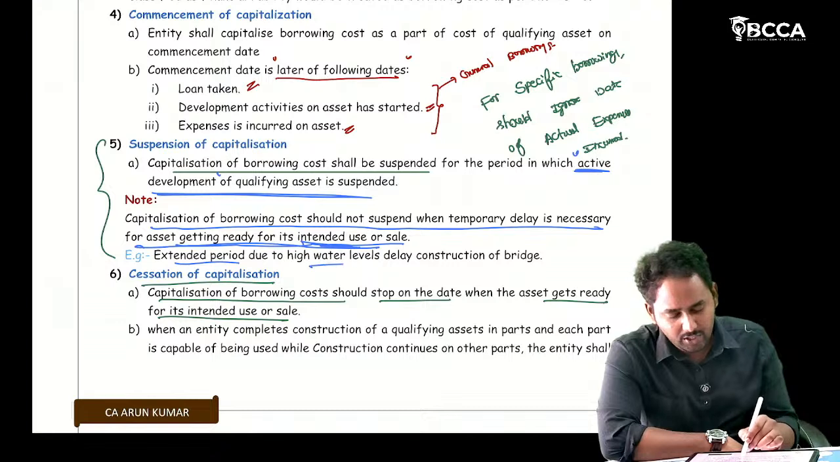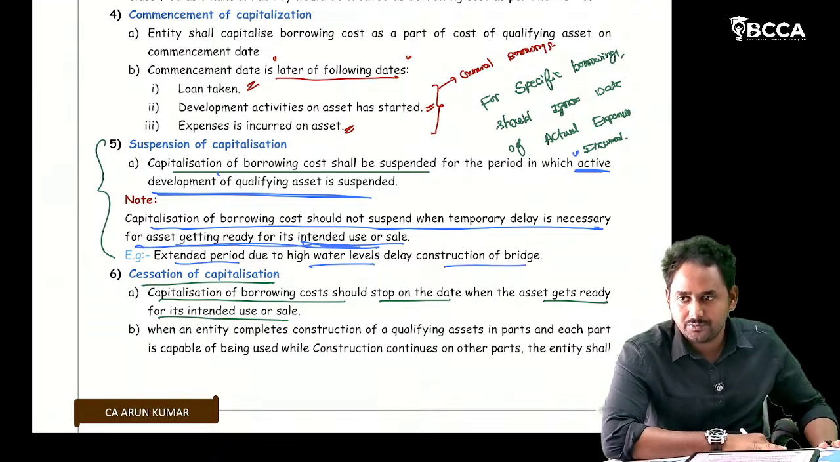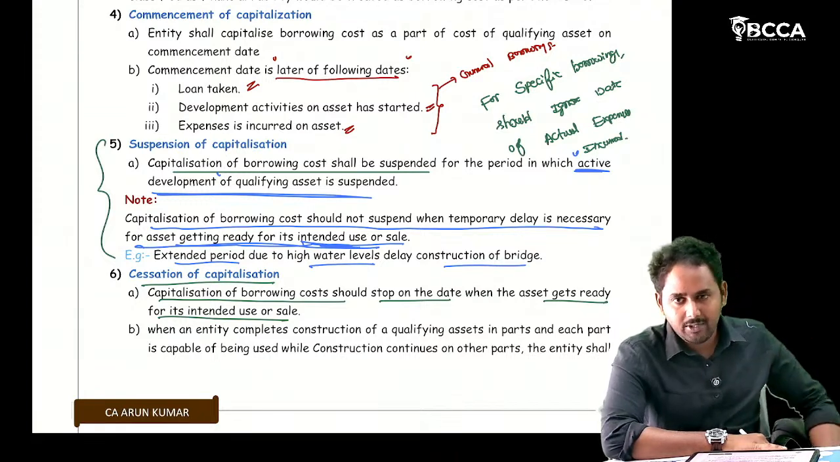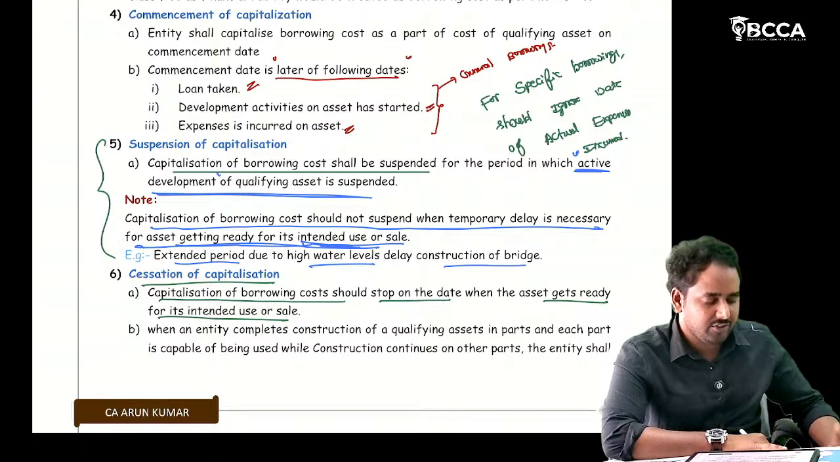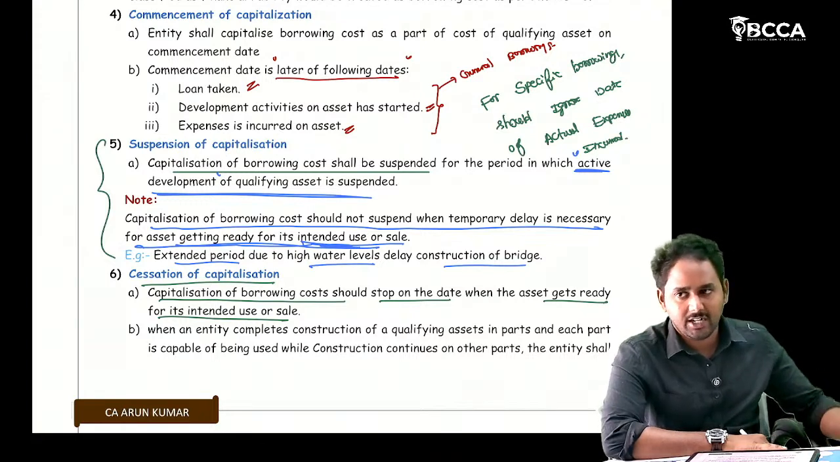Extended period due to high water levels delays construction of the bridge. So I am constructing one bridge. Due to shortage of labor, I stopped the construction of the bridge for 4 months. So this 4 months interest should be transferred to P&L and should not be added to the cost of the asset because there is a suspension of the activities.